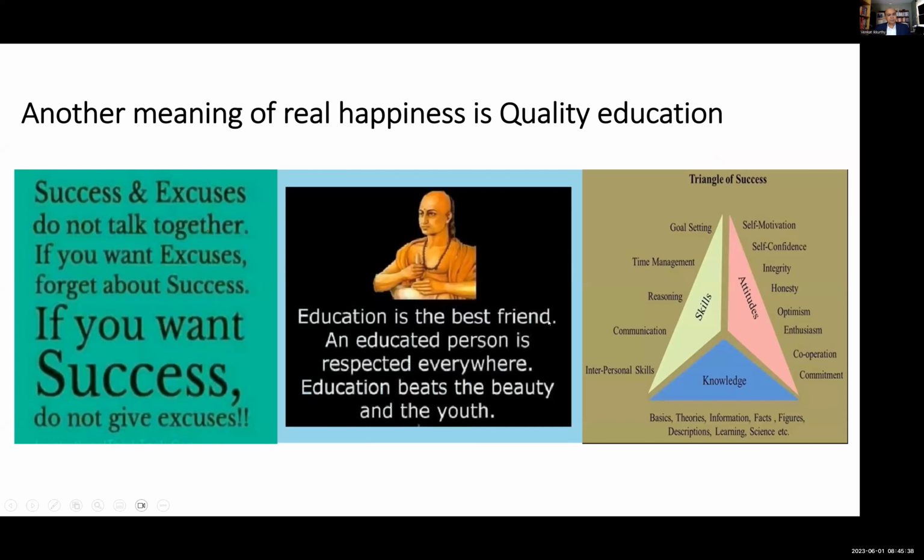Education is the best friend. An educated person is respected everywhere. Education builds beauty and youth. Similarly, here, ASK means attitude, skills, and knowledge. Knowledge, you will get from your college. Skills, you will get from some type of sessions like this. But attitude, you need to develop on your own: self-motivation, self-confidence, integrity, honesty, optimism, enthusiasm, cooperation, and commitment. These are all very, very important, particularly these three, which are called the triangle of success.